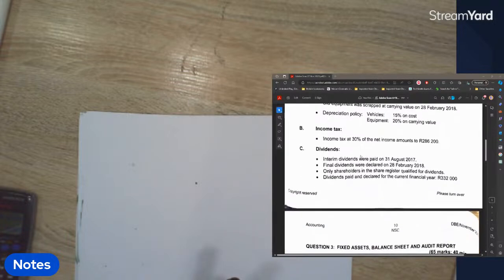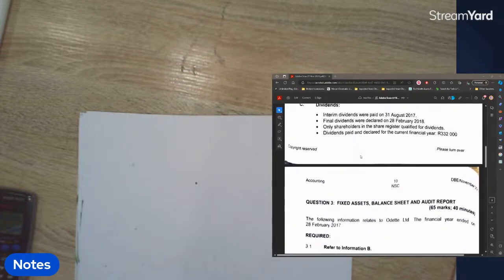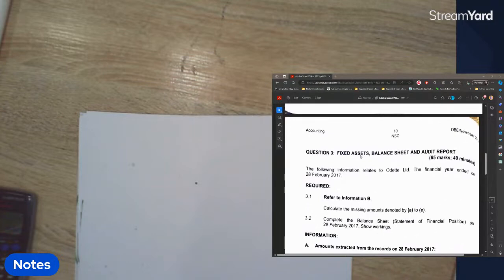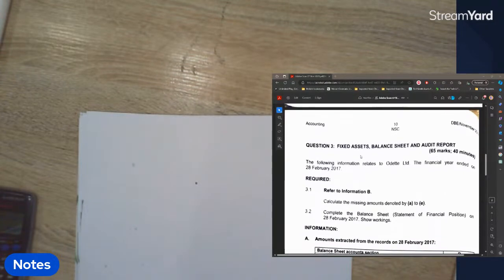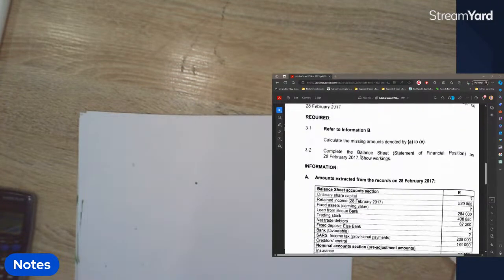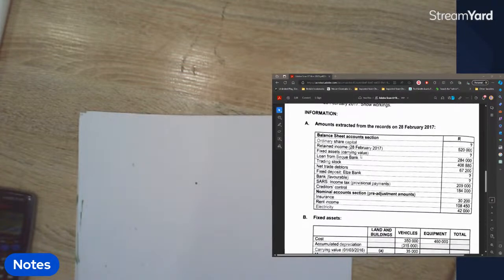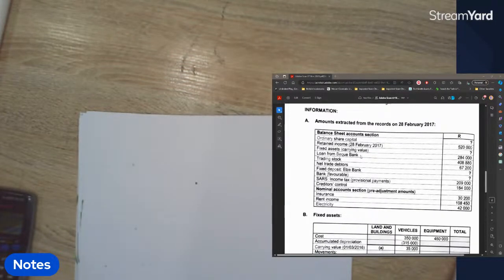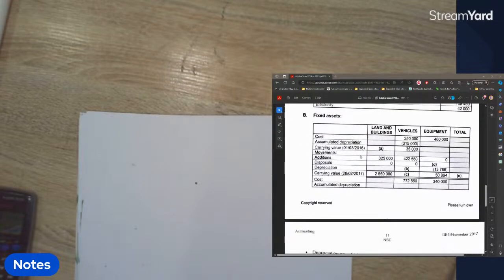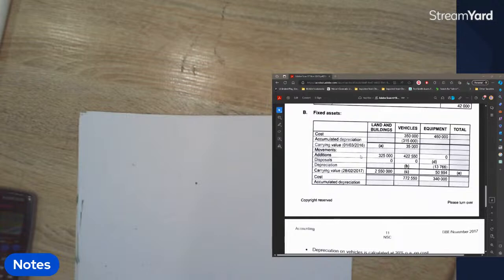Let's look at this question. Let's go to the table, the second one. Calculate A, B, C, D.